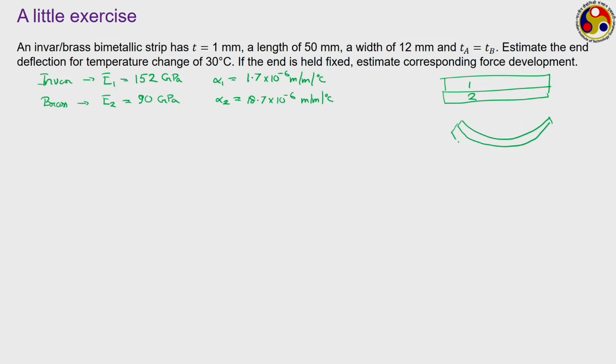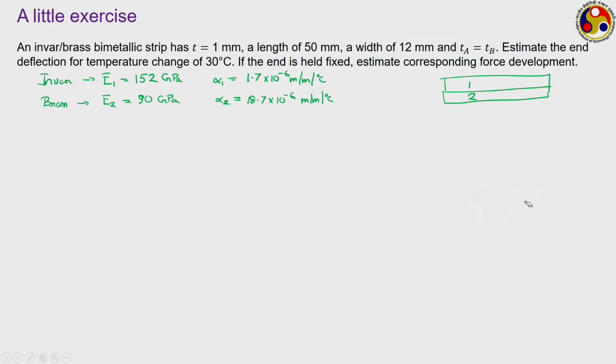This is for invar, and this is for brass. Brass being on the outer side, its length will be more, which is definitely the one that we need, corresponding to higher value of alpha. Similarly, if the temperature reduces, it will take a shape like this, with brass being on the inner side, because its contraction is more, invar remaining on the outer side. So, let us come back to the problem.